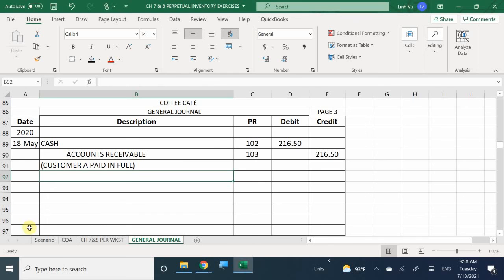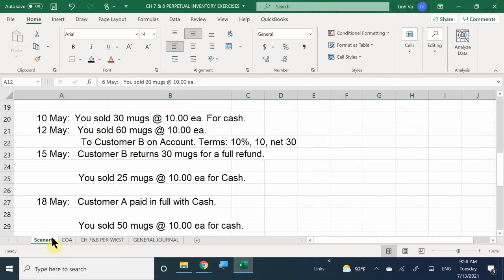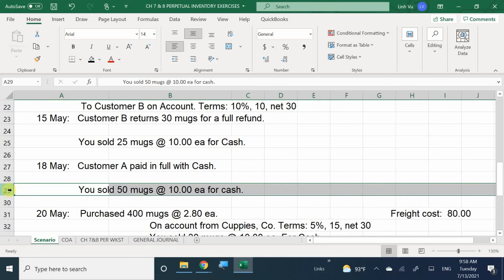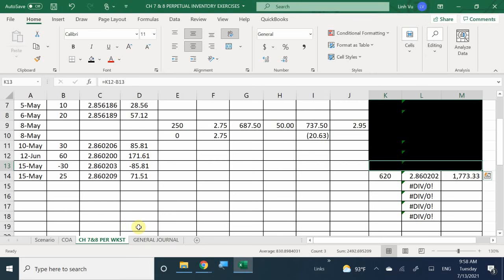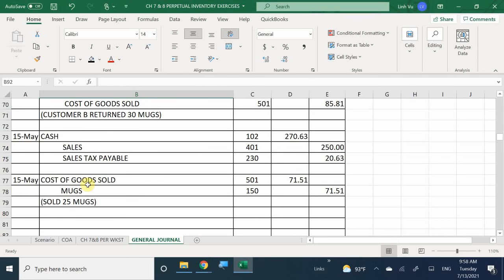Actually, I think we have time for one more. I just want to finish the 18th since I don't want to leave in the middle. So then last but not least, we sold an additional 50 mugs for $10 each for cash on the 18th. So we sold it for cash.